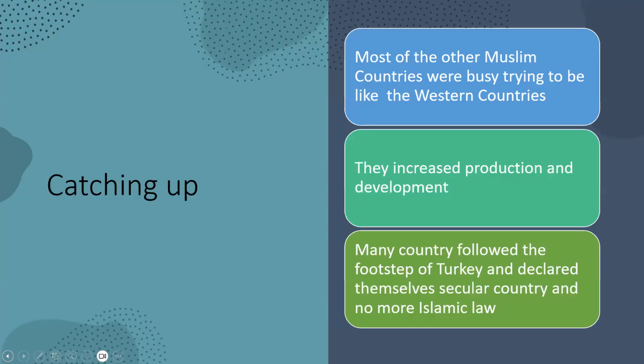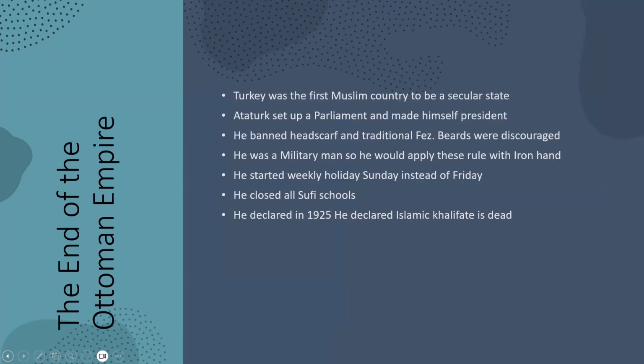All right, so catching up. Most of the other Muslim countries were busy trying to be like Western countries, increasing production and development, and they felt that they were very behind and had to catch up. They were increasingly relying on European expertise, products, and support in the race to catch up. Many would follow the Turkish model for a secular state. And subhanAllah, this is the end of the Ottoman Empire.